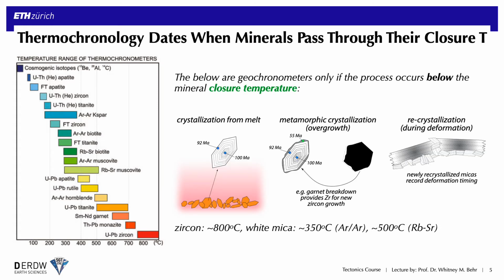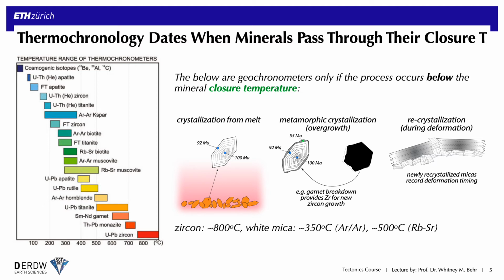So what this means is that the three examples I gave you on the last slide are only technically geochronometers if the crystallization process occurs below the mineral's closure temperature. For uranium lead on zircon, the closure temperature is quite high. It's 800 degrees, so pretty much the system is always a geochronometer because the crystallization of zircon occurs below that temperature. For white mica, the closure temperature for the argon system is actually quite low, around 350 degrees C.